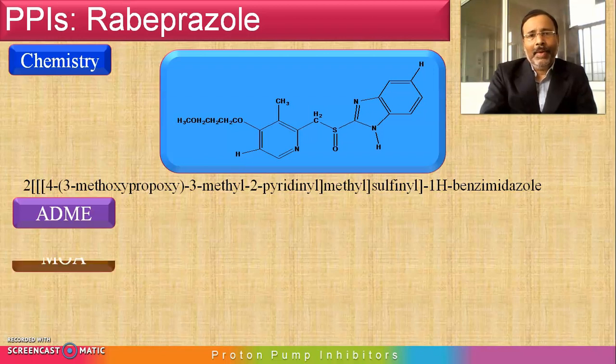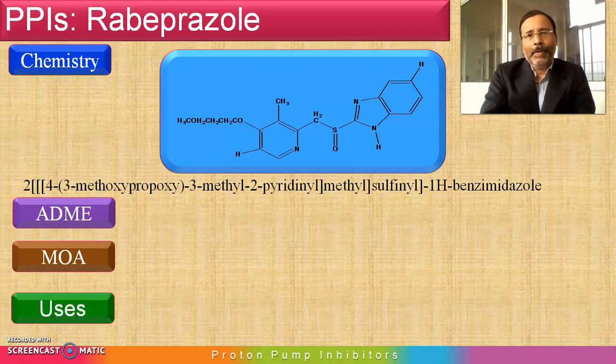Now just check out the mechanism of action. No doubt it is similar to that of omeprazole as well as pantoprazole. It shows action that irreversibly inhibits the proton pump, so ultimately decreases or blocks the acid secretion. Now check out the uses of rabeprazole. Again, in a similar manner: heartburn, GERD, duodenal ulcer, gastric ulcer, and Zollinger-Ellison syndrome.